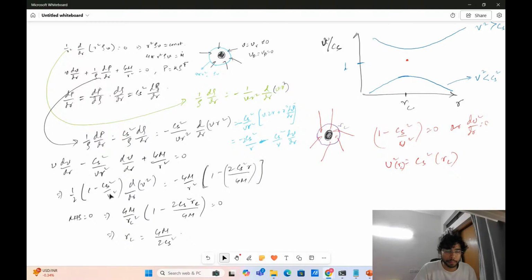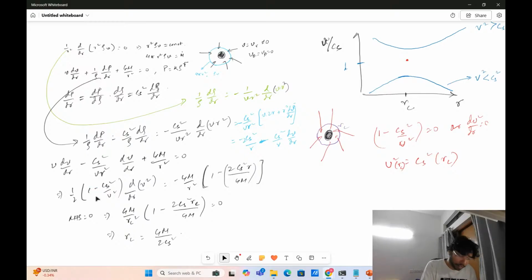Is it possible, will it be positive or negative? This will be negative, right? Because the denominator is higher. Sorry, the denominator is lower. So this will be greater than 1, and 1 minus something greater than 1 will be negative, right?